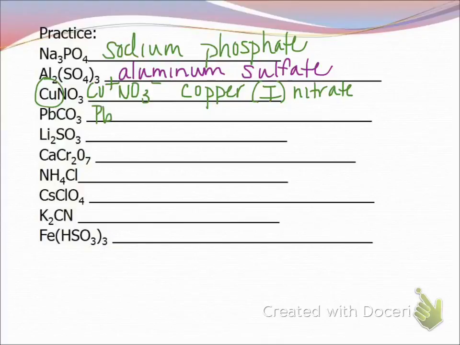Here we have Pb, so we know lead can be a +2 or a +4. But we know that carbonate is a -2, and the fact that it only has 1 lead means it's got to be lead 2. So that would be lead 2 carbonate.